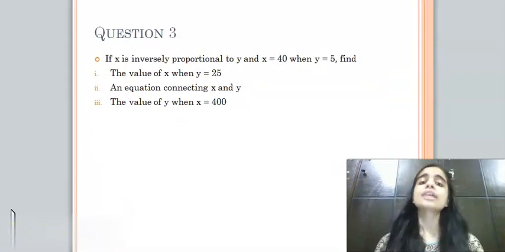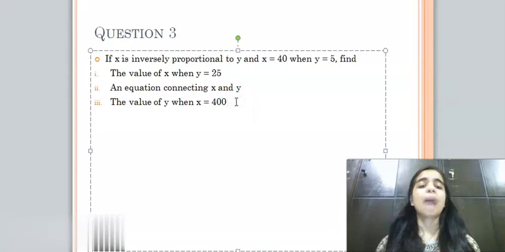If x is inversely proportional to y and x is equal to 40 when y is equal to 5, find the value of x when y is equal to 25. Okay, here first I will take out the value. I need to take out the value of x when y is equal to 25. So let's find this value, no problem.